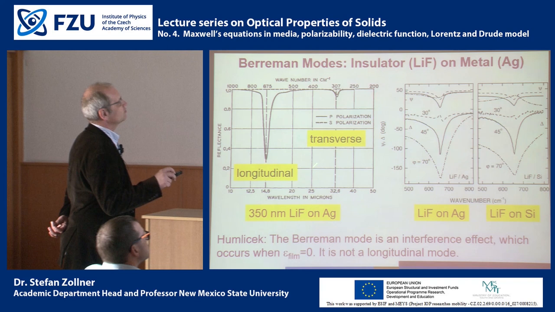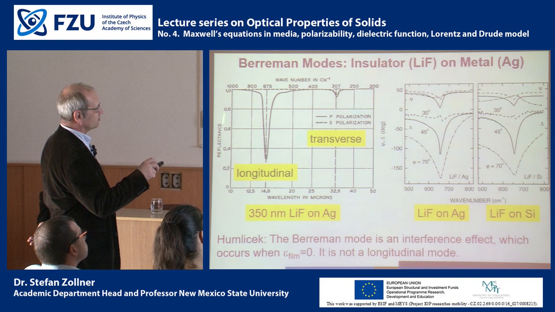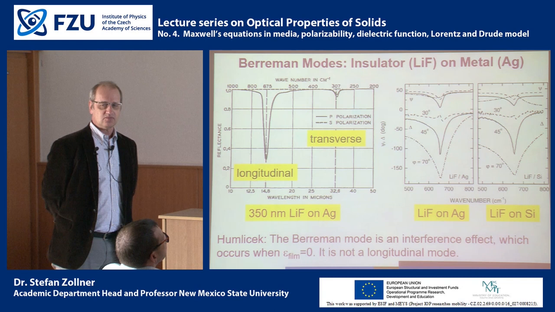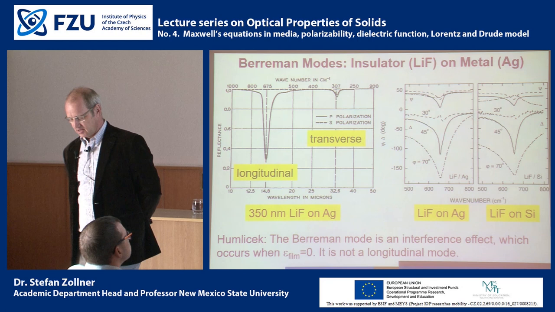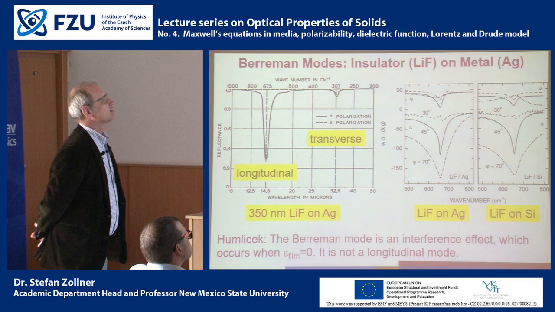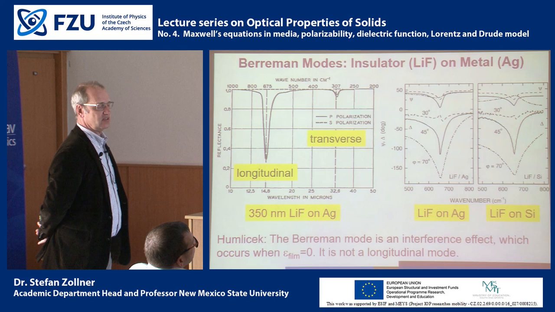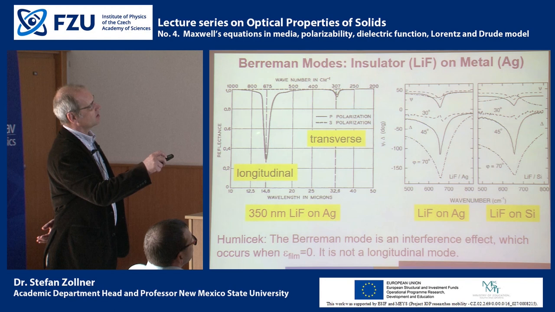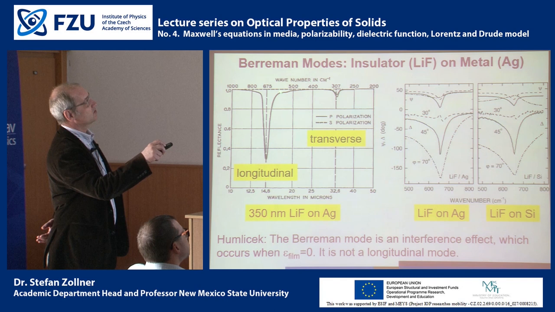If we look at the Berryman results, we're plotting the reflectance as a function of wavelength. We see two frequencies where there is a dip in the reflectance. Lithium fluoride is a very simple cubic crystal, and it has one infrared active vibration, and the atoms can either move parallel or perpendicular to the light beam. We see these two dips in the reflectance, so that means there is absorption, and this occurs at the transverse absorption frequency, and this occurs at the longitudinal absorption frequency.